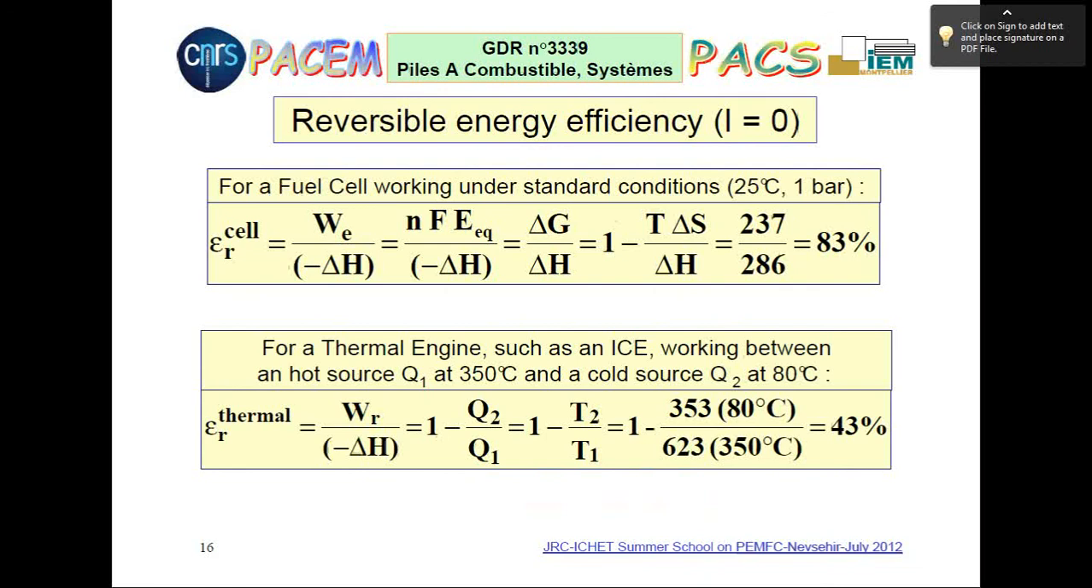Okay, so again, calculation of the efficiency of the cell under standard condition. Theoretical efficiency under standard condition means liquid water. You compare that to an internal combustion engine working between a hot source at 350 degrees Celsius and 80 degrees Celsius, you find 43%. So here again you have 2 times more energy efficiency for the fuel cells than for a thermal engine theoretically.